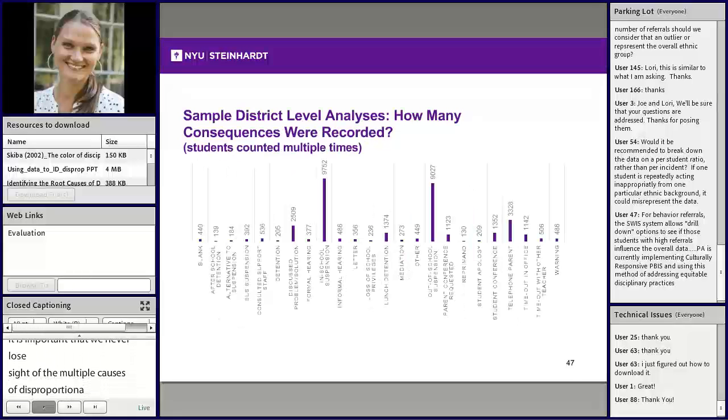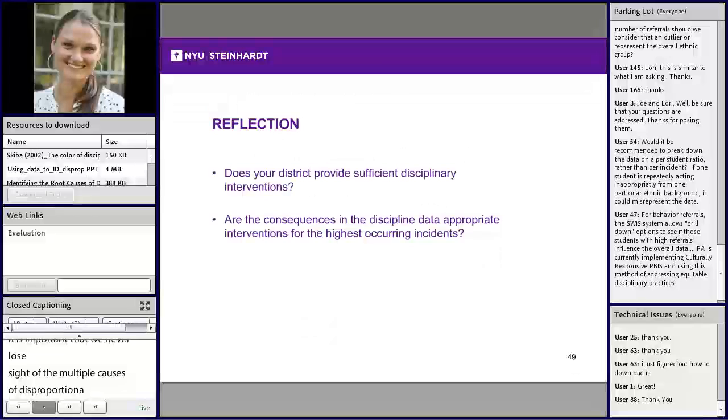So the one thing that this is also, these kind of reflection questions are also included in that brief that I mentioned that is a resource.